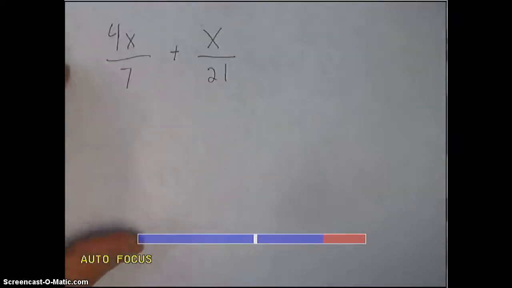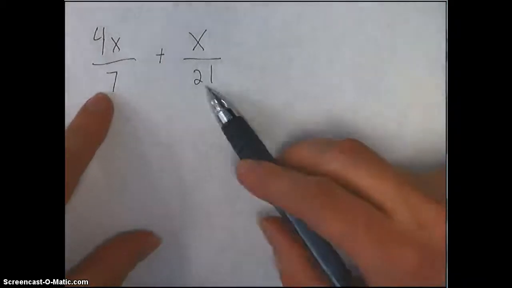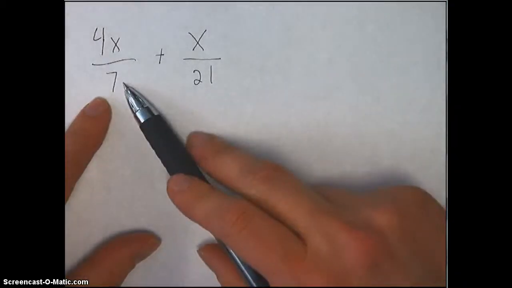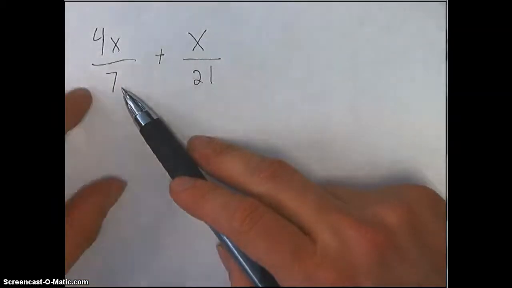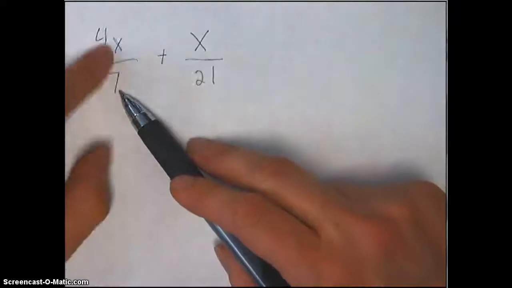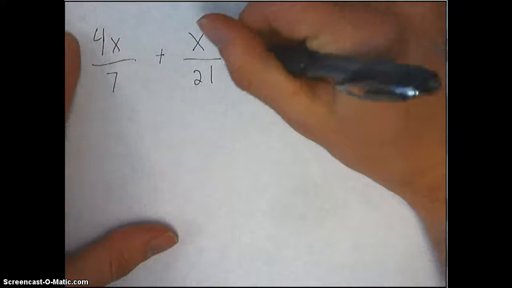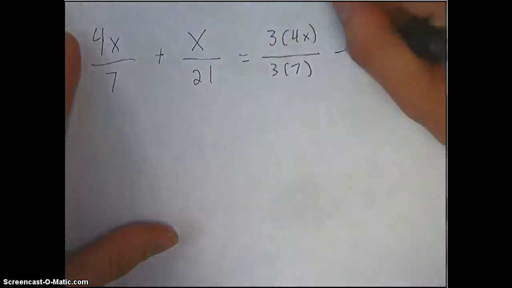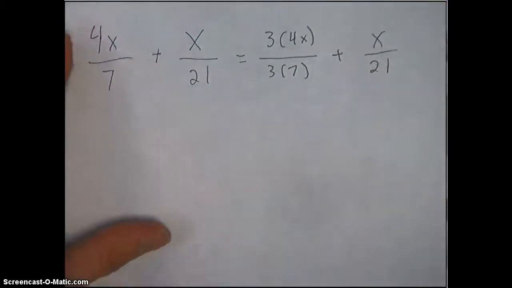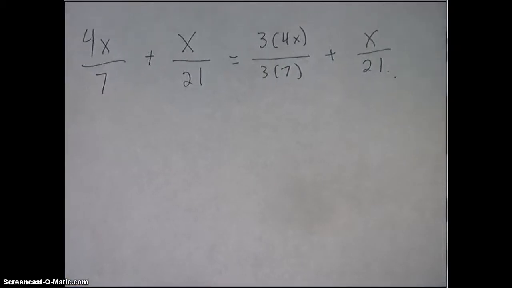Now what you're trying to do is find a common denominator. And in this case, 7 becomes a 21 when you multiply it by 3. So you can't just multiply the denominator by 3 though. In order to change the denominator without changing the entire number, you need to multiply the top and the bottom by 3. So this is going to be 3 times 4x over 3 times 7 plus x over 21. And I don't have to change this one at all because I'm changing this one to a 21 and that one's already a 21.